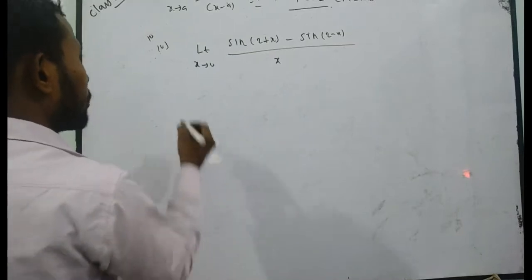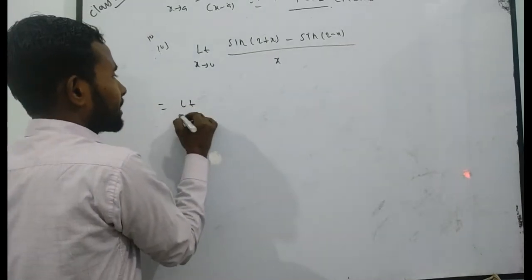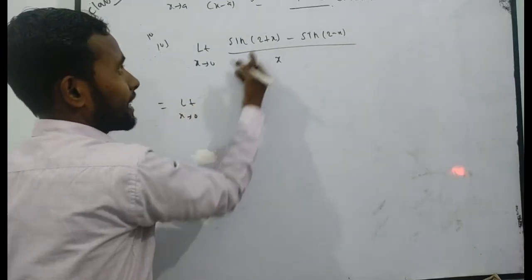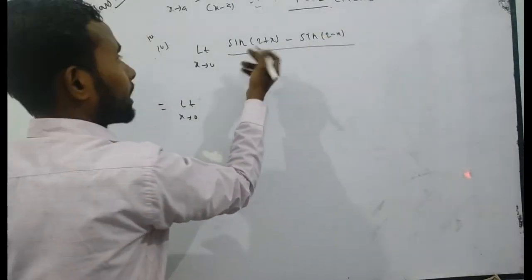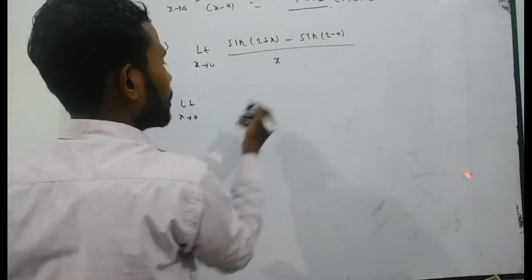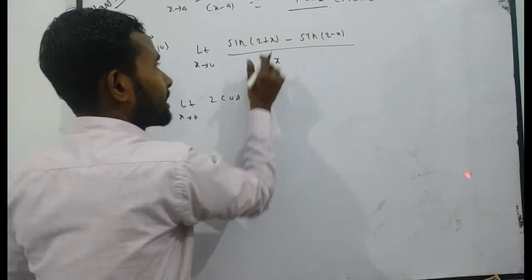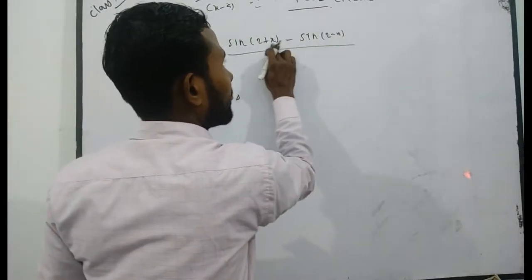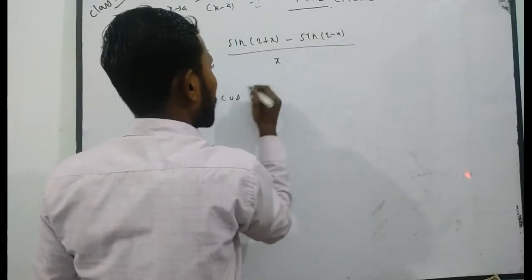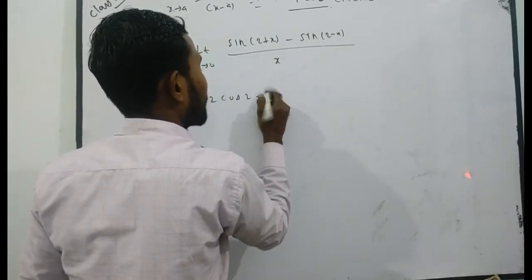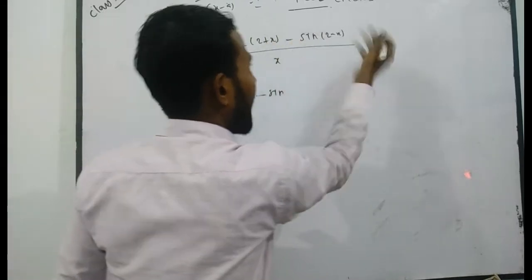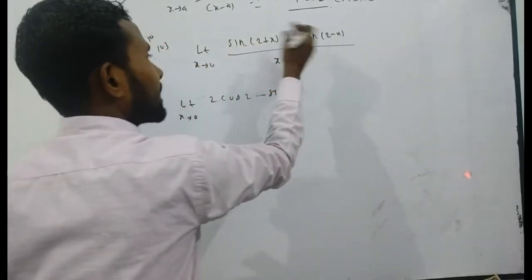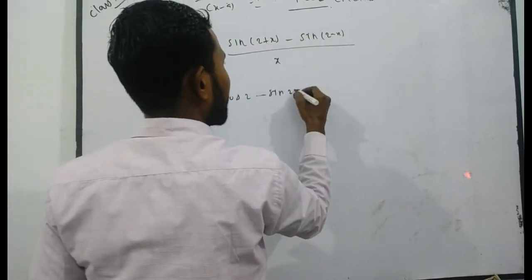This is very simple. You can apply the sin c minus sin d formula, and expand it. After that some terms will be reduced. Sin c minus sin d is equal to what? 2 cos of (c plus d) by 2, into sin of (c minus d) by 2. If you add, x and minus x cancel, 2 plus 2, 4 by 2, that means 2. Then 2 plus x minus 2 minus x: 2 and 2 cancel, minus minus plus x, that means 2x, divided by x.